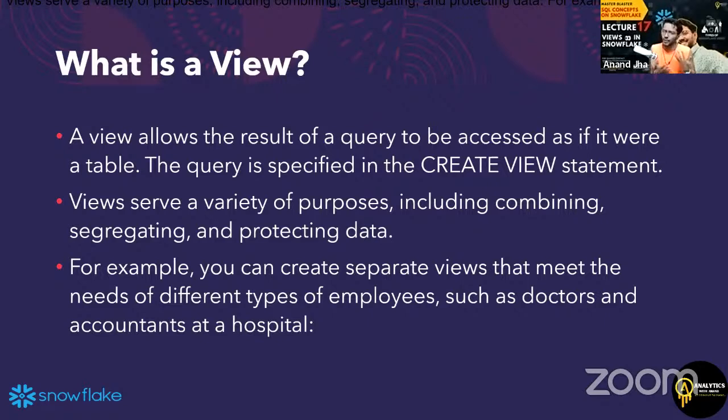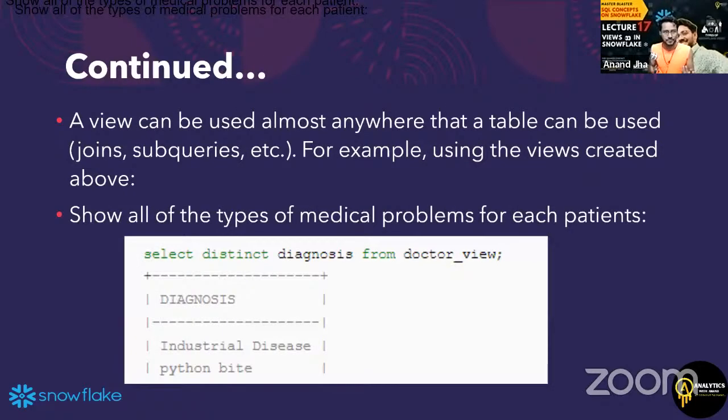For example, you can create separate views that meet the needs of different types of employees, such as a doctor and an accountant at a hospital. The doctor will need the complete patient history. The accountant doesn't need the patient history. Why does the accountant have to worry about it? He is there just to take the fees, whatever the charges of the operation are, whenever you visit any hospital, right? But the doctor needs the list of all the patients who have been admitted in the hospital, including their case study, right?